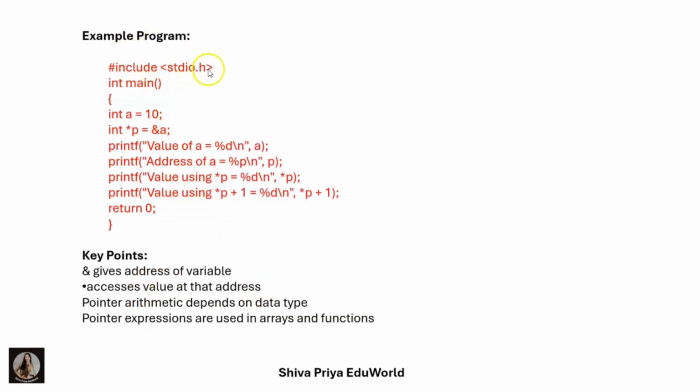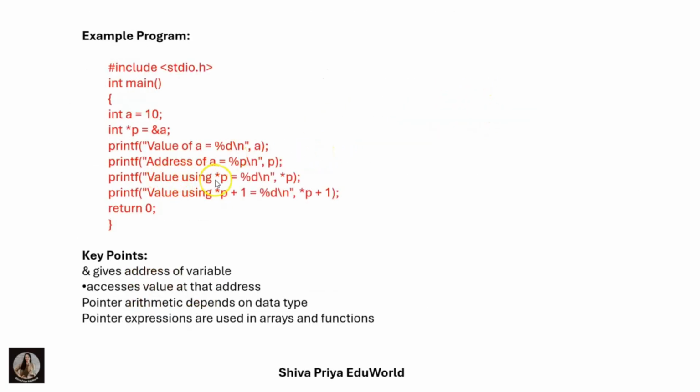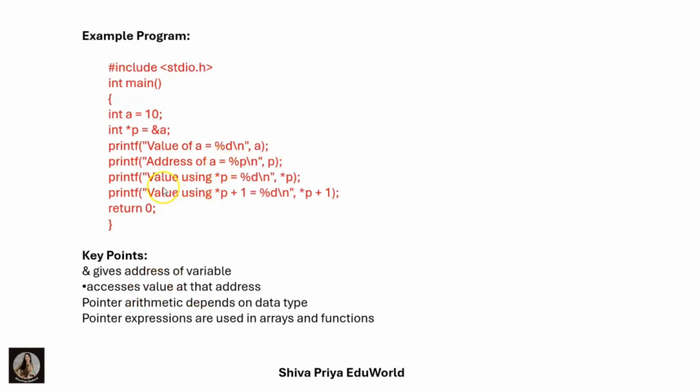#include <stdio.h>, int main, int a is equal to 10, again the same, int asterisk p is equal to address of a, printf values of a, address of a. Again, the same example we have seen here. It will print the value of a. After that, address of a means it will print the address of a, some memory location. After that, again, value using star p. Again, it will print the value 10.